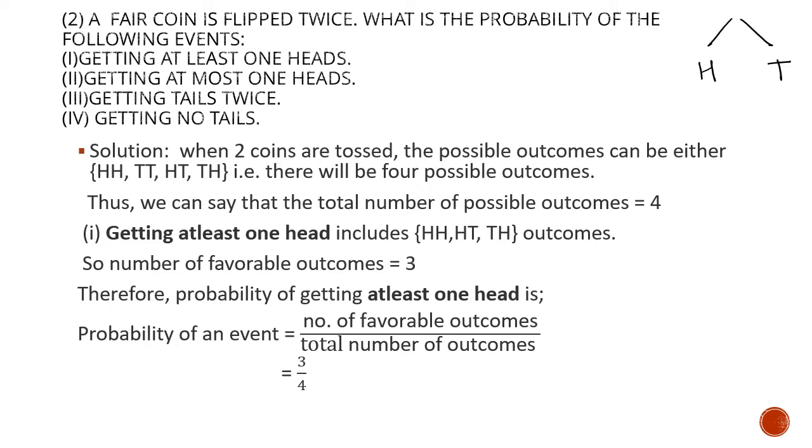First of all, let us find the sample space for flipping a coin twice. Whenever two coins are tossed, the possible outcomes would be heads heads, tails tails, both of the same faces, and the last two would be different faces, HT and TH. The total number of possible outcomes would be 4.